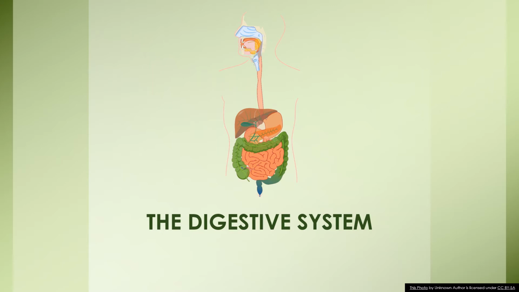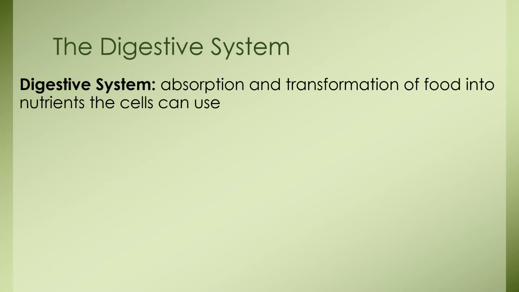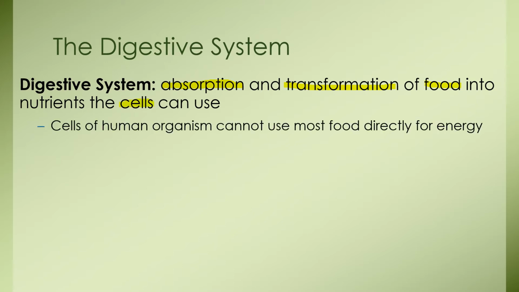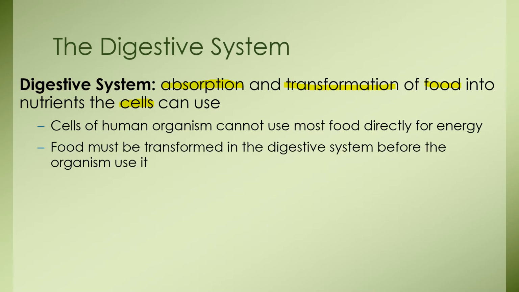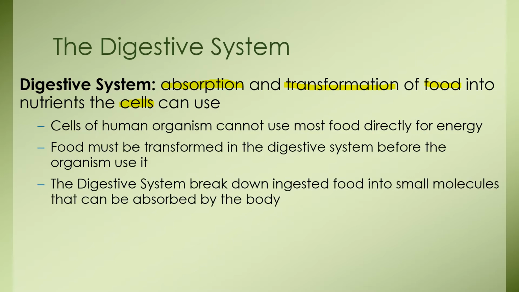So in this video, I'm gonna talk about the digestive system, okay? So the digestive system is responsible for the absorption and transformation of food into nutrients the cell can use. So the food that we eat, we cannot use right away. So we need to transform this food in a way that the cells can absorb to use the nutrients. Because cells of human organisms cannot use most food directly for energy. Food must be transformed in the digestive system before the organism uses it.